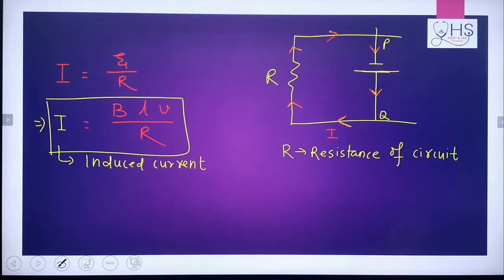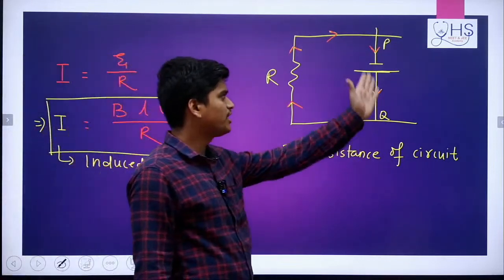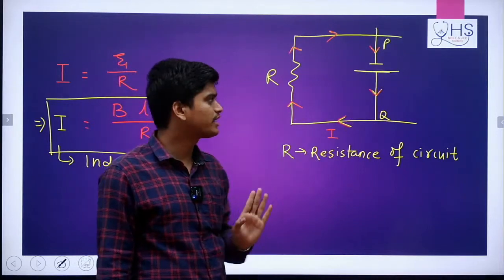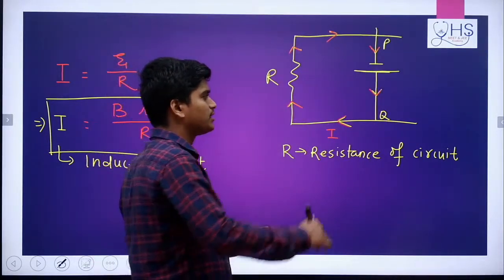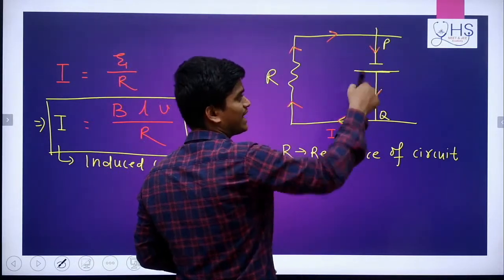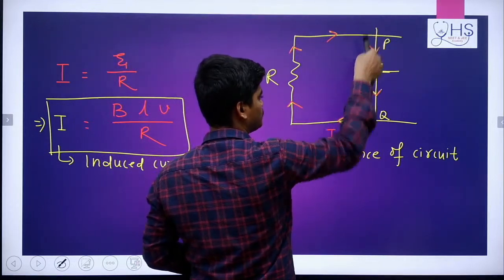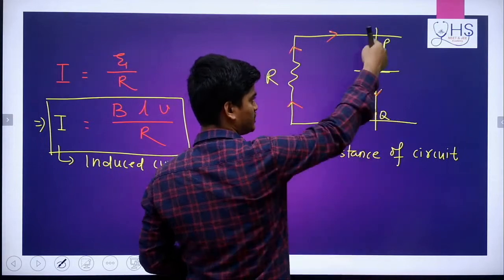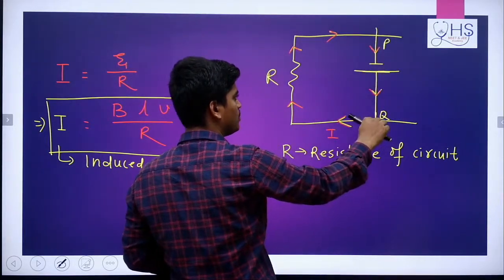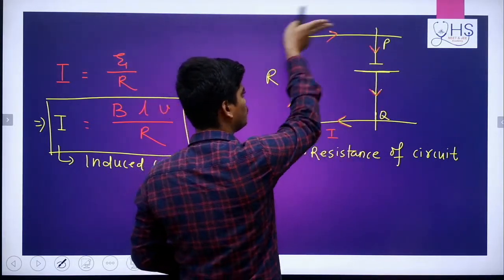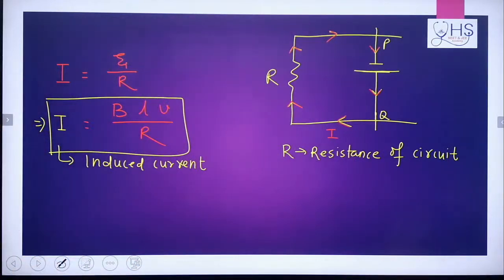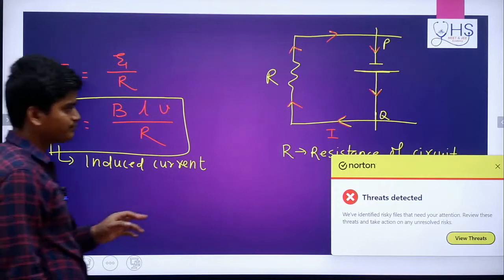Now sometimes they can ask you to identify which is the positive terminal and which is the negative terminal. Here Q is the positive terminal and P is the negative terminal. The direction of current is from P to Q in the circuit, but outside the circuit it is from Q to P, like Q R P. Whatever you want you can do there.